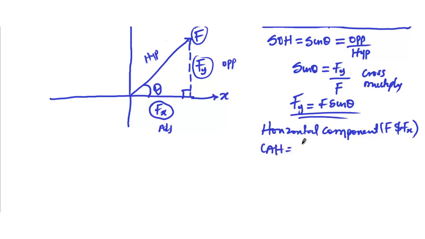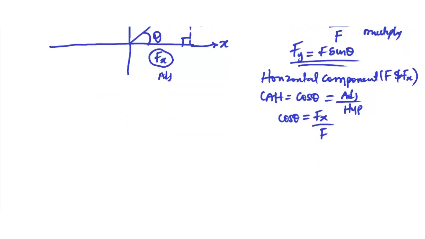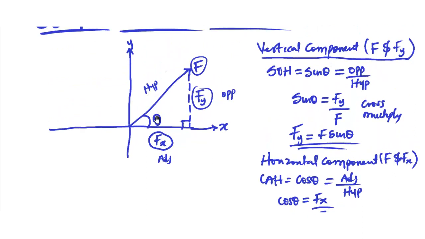Adjacent and hypotenuse, that is cos theta in this case, which is adjacent over hypotenuse. So we can say that cos theta will now be equal to adjacent, that is f subscript x over the hypotenuse, which is f. So if we cross multiply, we are going to have f subscript x equals f cos theta. So this is the horizontal component. Now it is f cos theta if and only if your angle of inclination is to the horizontal.